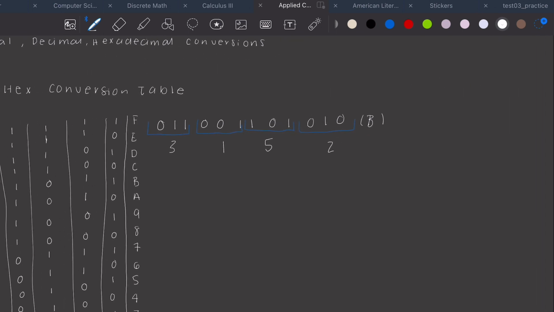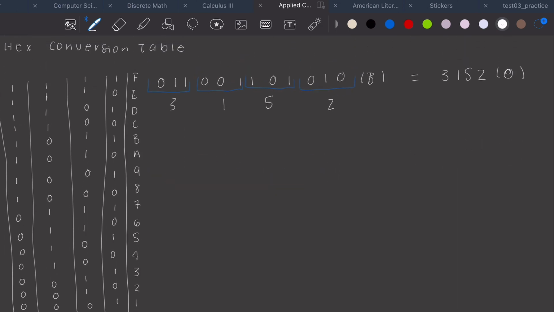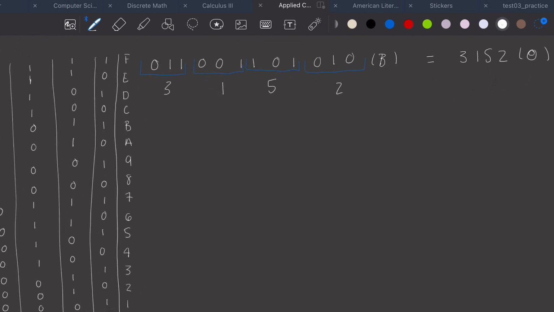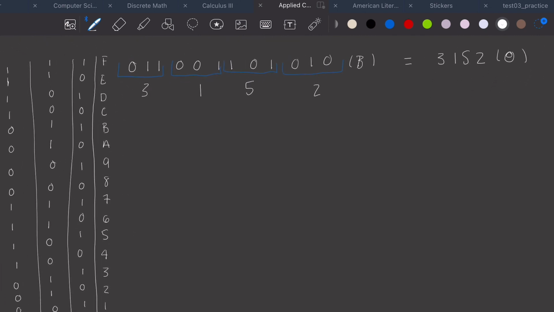So the octal conversion of this is 3 1 5 2, and this is in octal. Then if I want to move back and do a conversion from octal to binary, I will just pick a number ranging from 0 to 7. So I'm just going to do 7 6 0 2.